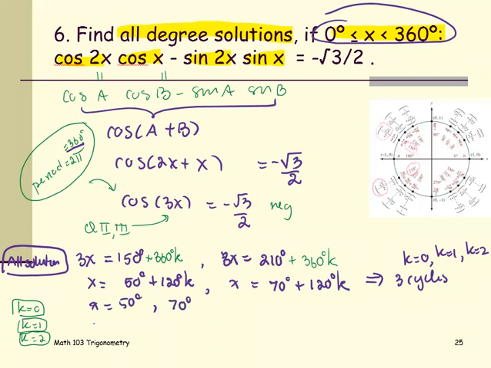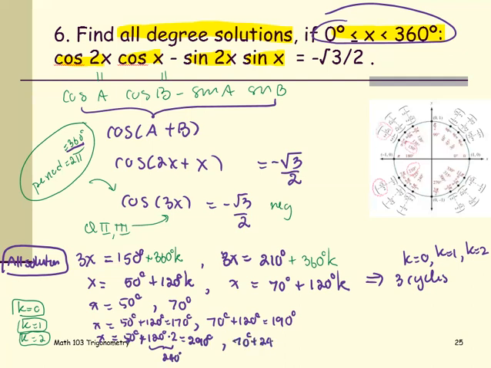The next is x equals 50 degrees plus 120 degrees, or 170 degrees. For the second solution, 70 degrees plus 120 degrees is 190 degrees. For the third cycle, x equals 50 degrees plus 120 degrees times 2, or added by 240 degrees, to get 290 degrees. And for the second part, it's 70 degrees plus 240 degrees, which turns out to be 310 degrees.